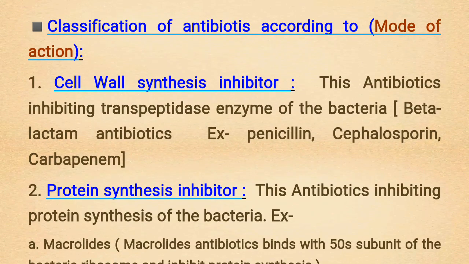Classification of antibiotics according to mode of action. Number 1, cell wall synthesis inhibitor. These antibiotics inhibit the transpeptidase enzyme of the bacteria. Beta-lactam antibiotics. Example: penicillin, cephalosporin, and carbapenem. Number 2, protein synthesis inhibitor. These antibiotics inhibit protein synthesis of the bacteria.